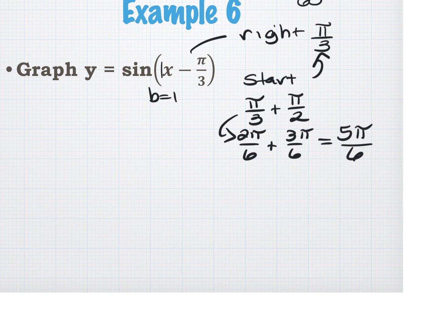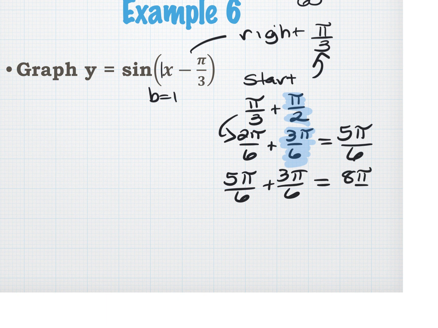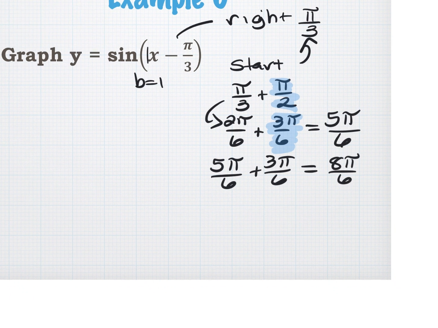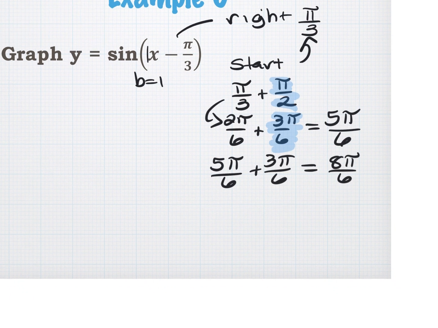I need to find 4 of these. So now I'm going to take the 5 pi over 6, and I've got to add another 90 degrees or another pi over 2. So again, remember, pi over 2 with a common denominator is 3 pi over 6. So that's what I'm going to add here, so I don't have to go back and find the common denominator again. This gives me 8 pi over 6. Now when I go to label it, I'm going to reduce this fraction, 4 pi over 3.